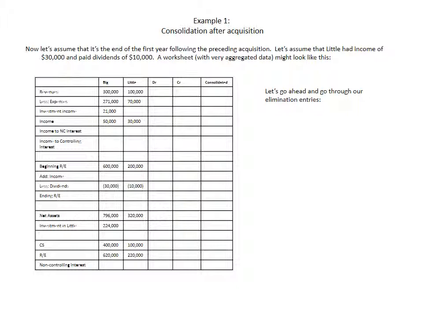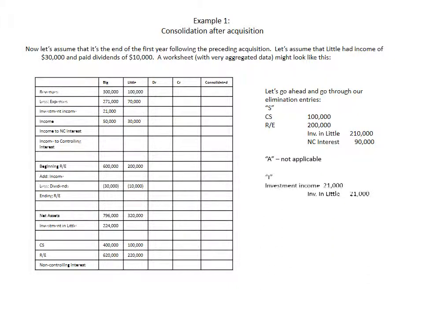Let's go ahead and go through our elimination entries. Again, first we have our S entry, where we're going to eliminate the subsidiary's beginning of year equity accounts and go ahead and eliminate our beginning of year investment. Again, that was on January 1st, our investment balance was $210,000, and we create the beginning of year non-controlling interest. Again, at the beginning of the year, the subsidiary was worth $300,000. The non-controlling shareholders owned 30% of that, or $90,000. Next, we have A for amortization, and that's not applicable because there was no differential in this case.